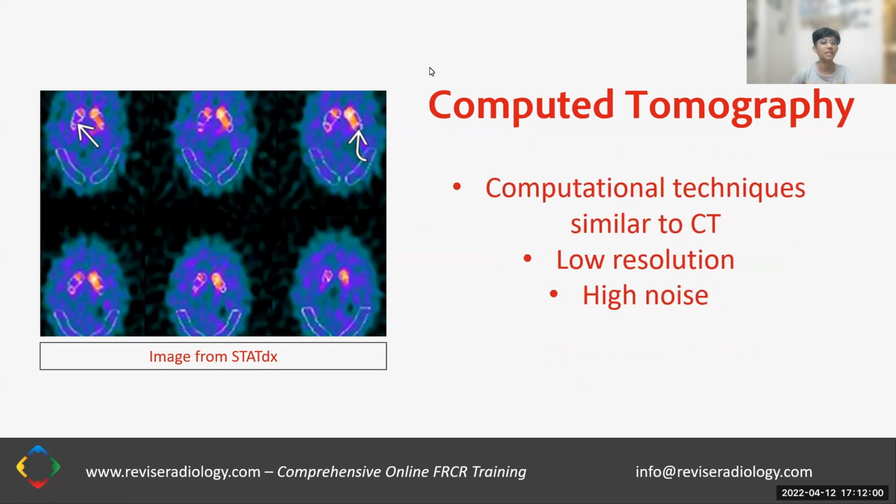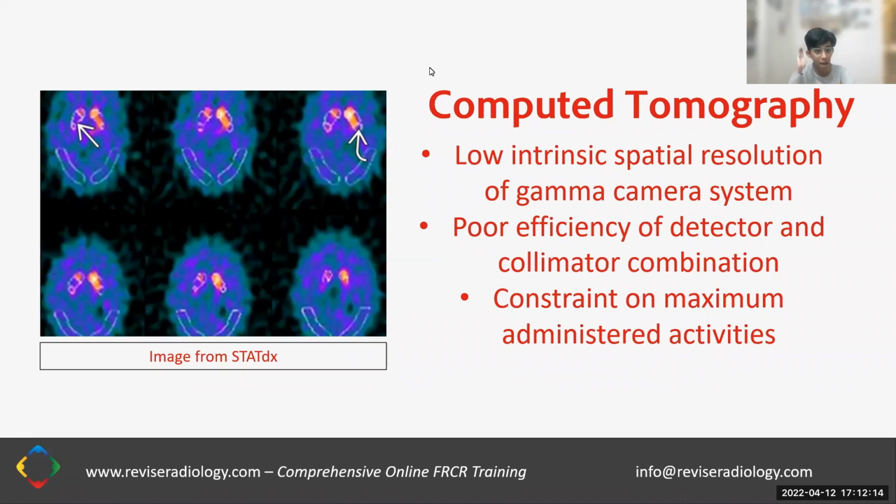So what are the reasons that the image is produced in this way? Those are features of the kind of equipment that's being used, features of the process which is put in place to capture the images. The gamma camera system has a low intrinsic spatial resolution. The detector and collimator combination has a poor efficiency, so we're not able to accurately pick up all of the photons which are being emitted. And there's also a constraint on the maximum administered activities that you can use for reasons of patient dose.